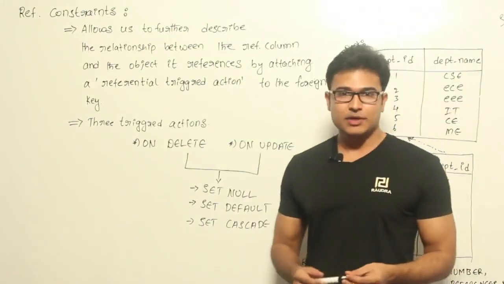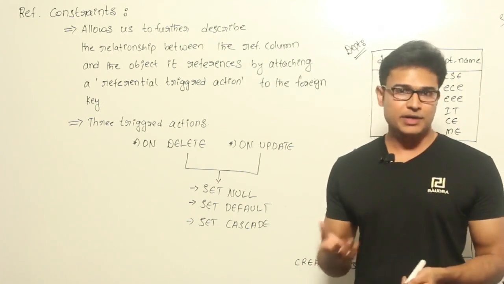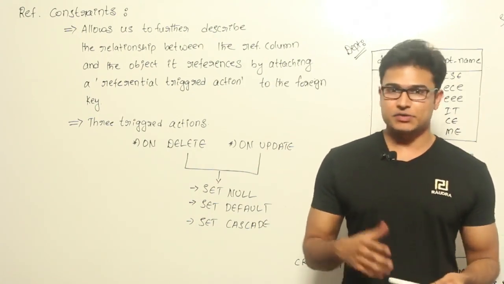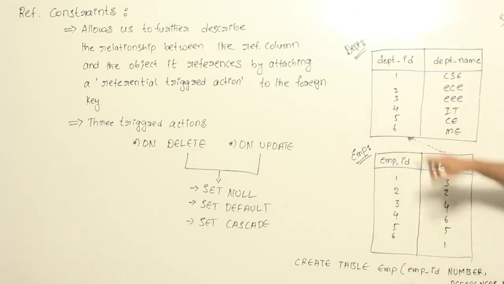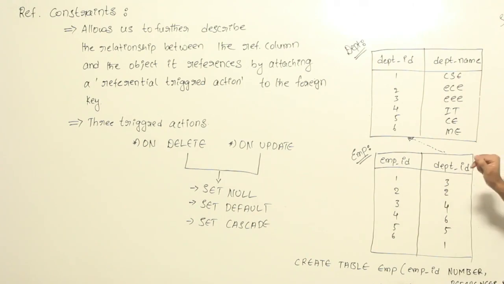Now in the previous example I have shown you that while deleting a row or while updating some value in a row, we are going to violate referential constraints. For example, if you see this table, let us say this is the department table and it is the employee table. Now in the employee table we have the information about which department each employee is working in. For example, employee 1 is working in department number 3, right?